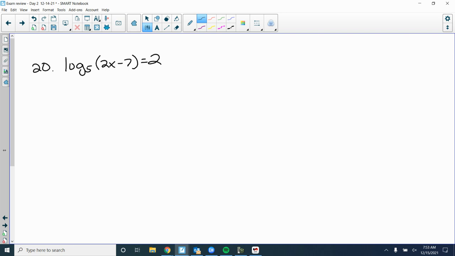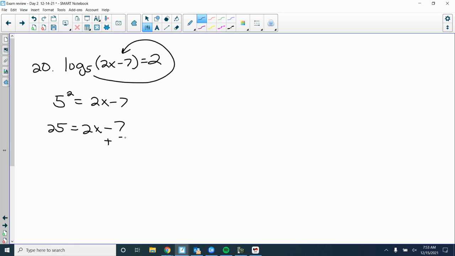All right, when you have it in this form, this one's not bad. All you got to do is convert it to exponential form. 5 squared equals 2x minus 7. Okay, you can swoop it there. 5 to the second power equals 2x minus 7. 25 equals 2x minus 7. Add 7. 32 equals 2x. Divided by 2, you get x equals 16.